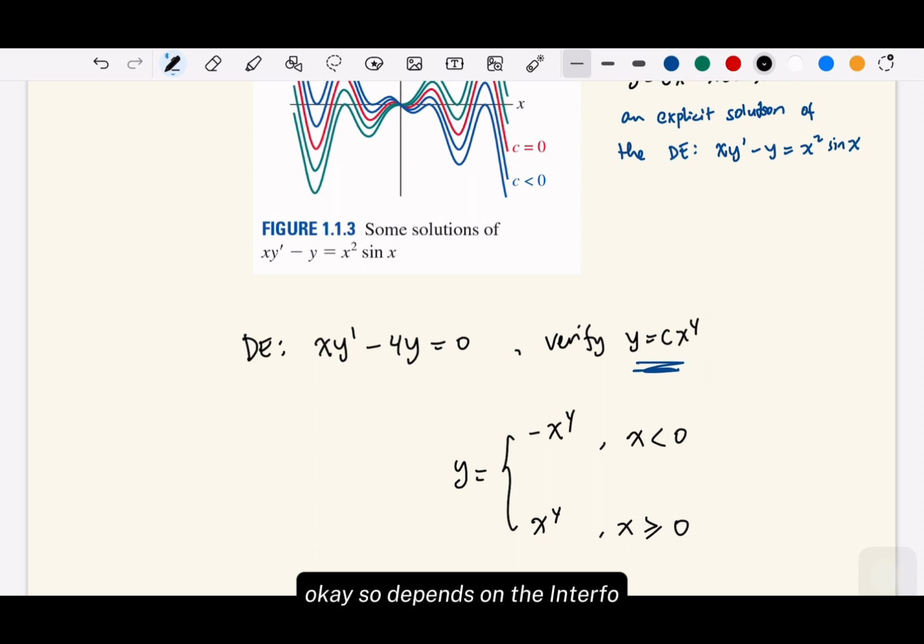So it depends on the interval. And the next question will be which interval? To know which interval, we need to know the initial condition. Later we have some sections to get into the initial condition. So we are going step by step. This is just definitions, classifications, categories.